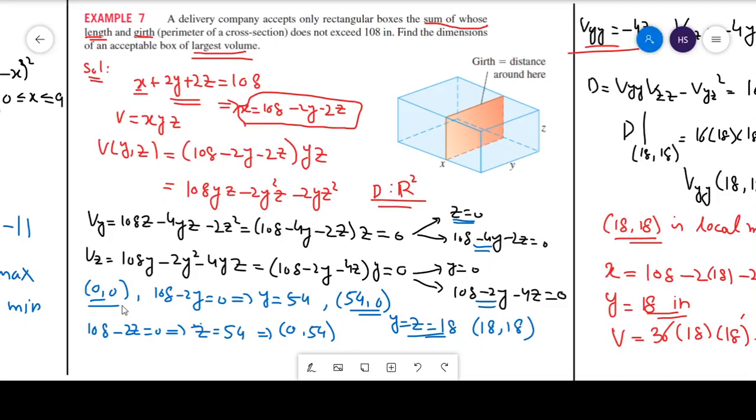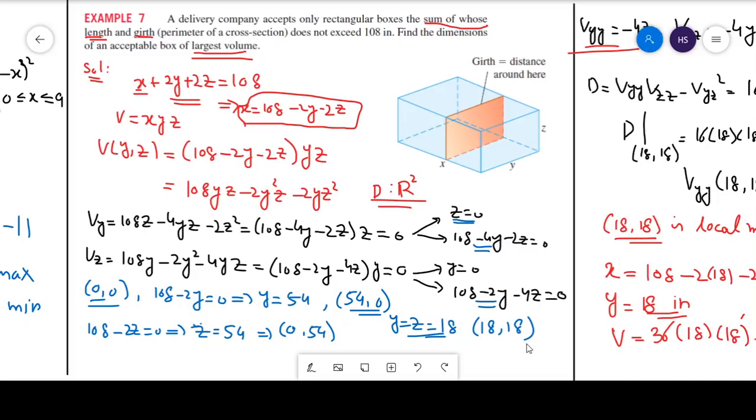But at (0, 0) your volume is 0, at (54, 0) your volume is 0, because every term in this polynomial contains x, y and z. So if one of them is 0, that means your volume would be 0. So at (54, 0) volume is 0, (0, 54) volume is 0. So the only candidate left which gives a positive value is (18, 18).